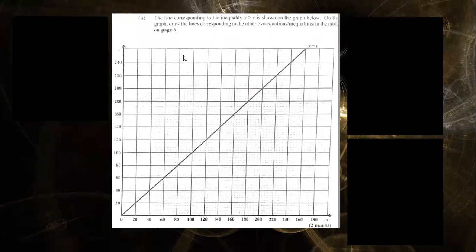So this part of the question deals with the graphing of the linear inequalities. So let's read the question. It says the line corresponding to the inequality X greater than Y is shown on the graph below, which is this line here. On this graph, draw the lines corresponding to the other two inequalities in the table on page 6. That's the table we had from before.